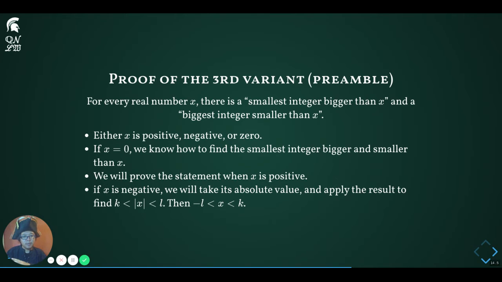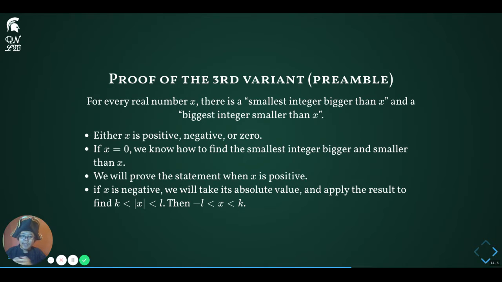Either x is positive, negative, or 0. When x is 0, we know that the biggest integer smaller than 0 is minus 1, and the smallest integer bigger than 0 is plus 1, so there is no difficulty here. We will prove on the next page the proposition for x positive.